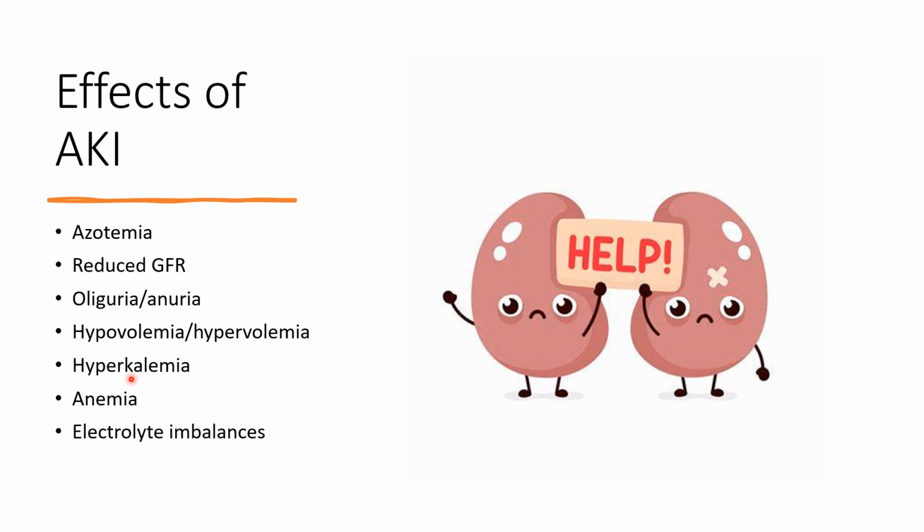Hyperkalemia, so you get too much potassium. Your kidneys are responsible for excreting potassium out of your body, and so when they can't excrete that potassium, you develop hyperkalemia. Anemia, so your kidneys are responsible for erythropoietin. Erythropoietin stimulates red blood cell development. Without this, you can develop anemia. And then electrolyte imbalances like sodium, potassium within the body.